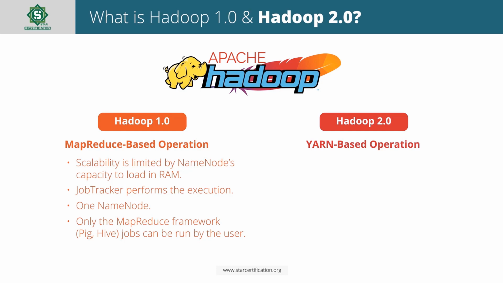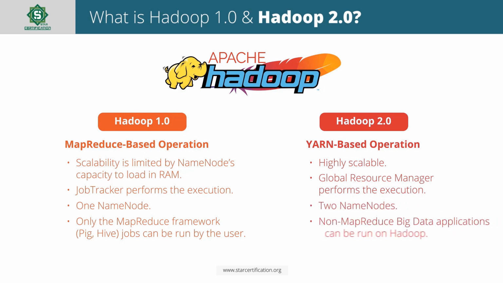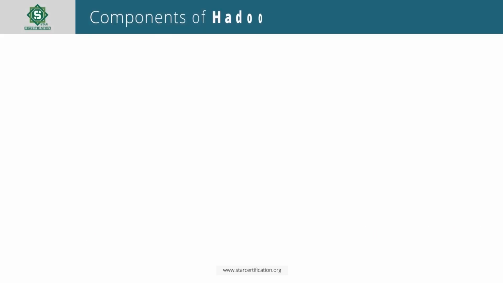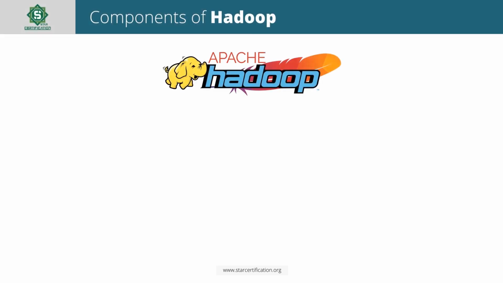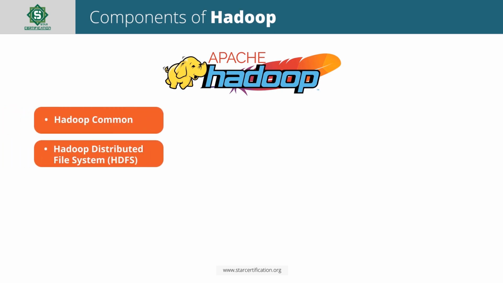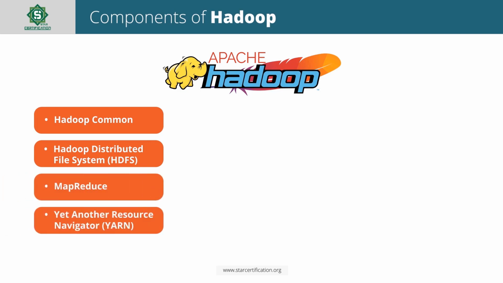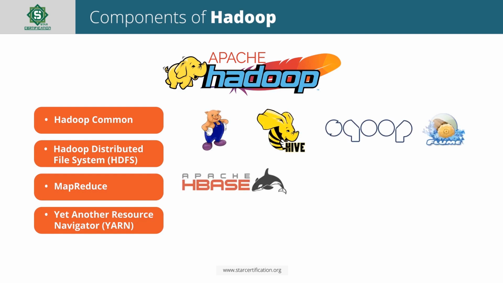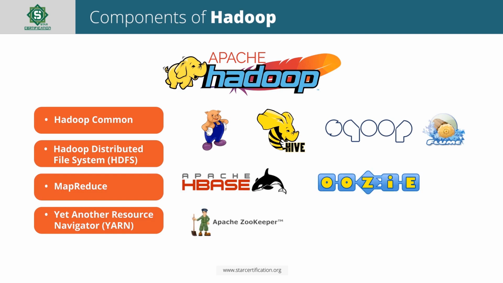And Hadoop 2.0 is highly scalable. Global resource manager performs the execution. Two name nodes. Non-MapReduce big data applications can be run on Hadoop. Components of Hadoop. The main components of Hadoop are Hadoop Common, Hadoop Distributed File System, MapReduce, Yet Another Resource Negotiator. Other components are Pig, Hive, Sqoop, Flume, HBase, Oozie, Zookeeper, Mahout, Ambari.